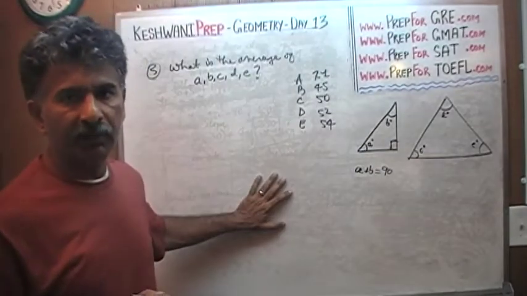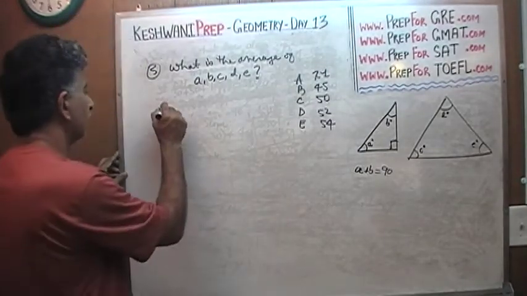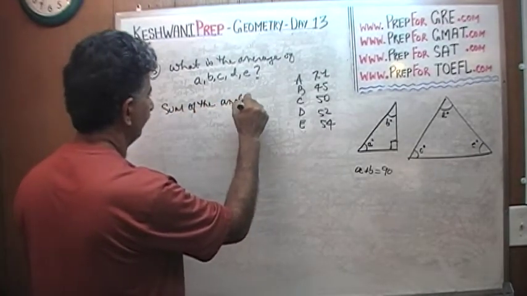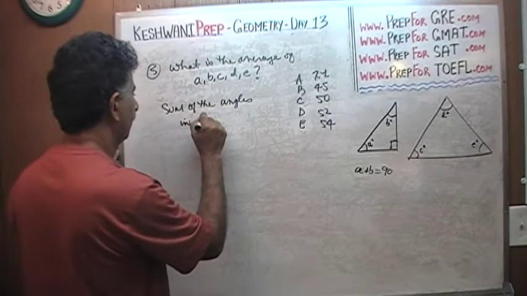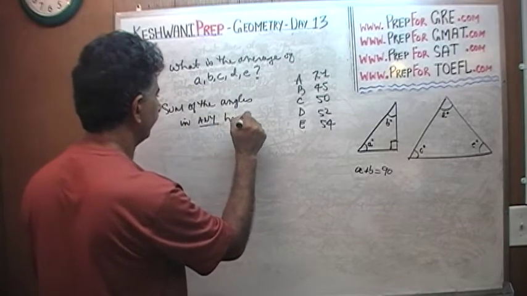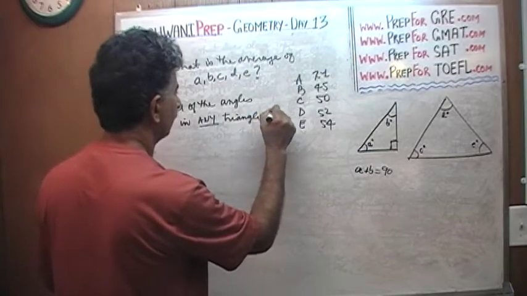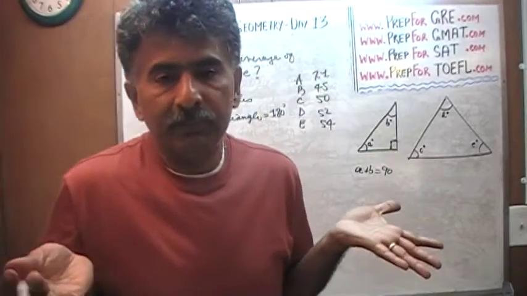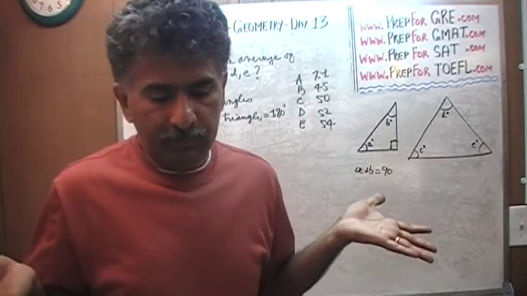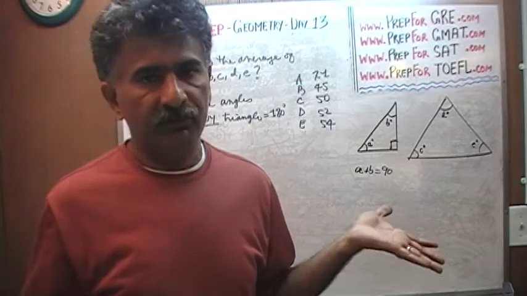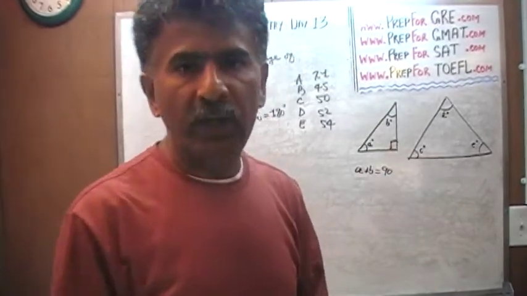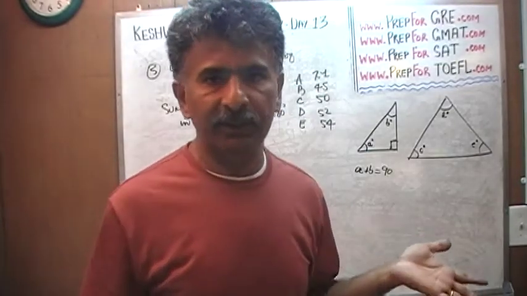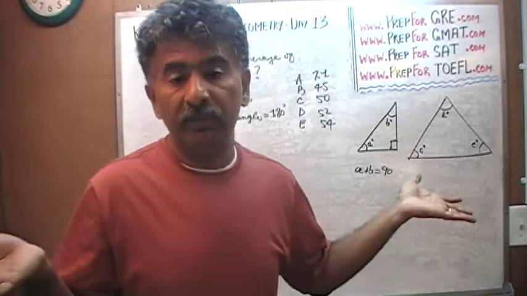We know that the sum of the angles in any triangle equals 180 degrees. Why does the sum of the angles equal 180? Because that's just the way we define our universe. There is no reason for it. Why does an hour have 60 minutes? Why does a yard have 3 feet and not 4 feet or 5 feet? Well, that's just the way we define a yard.